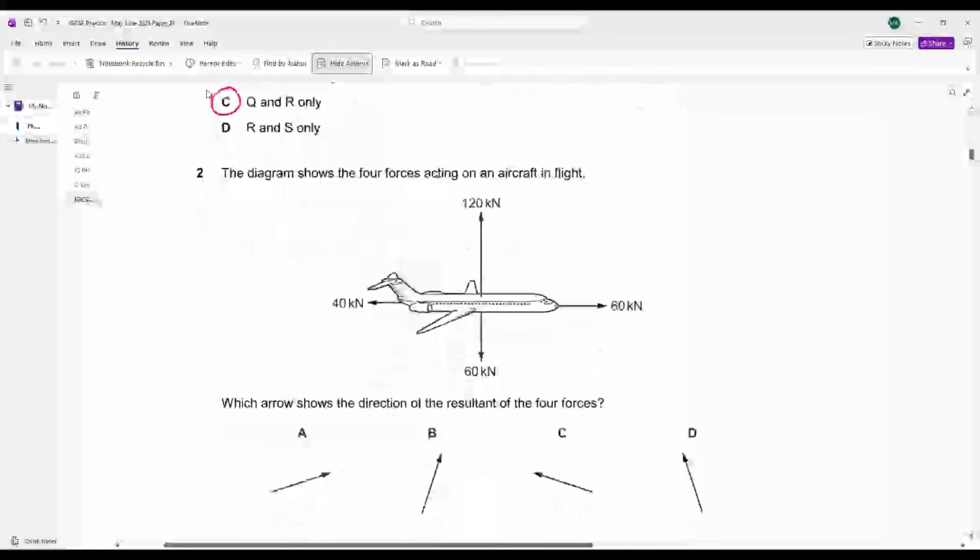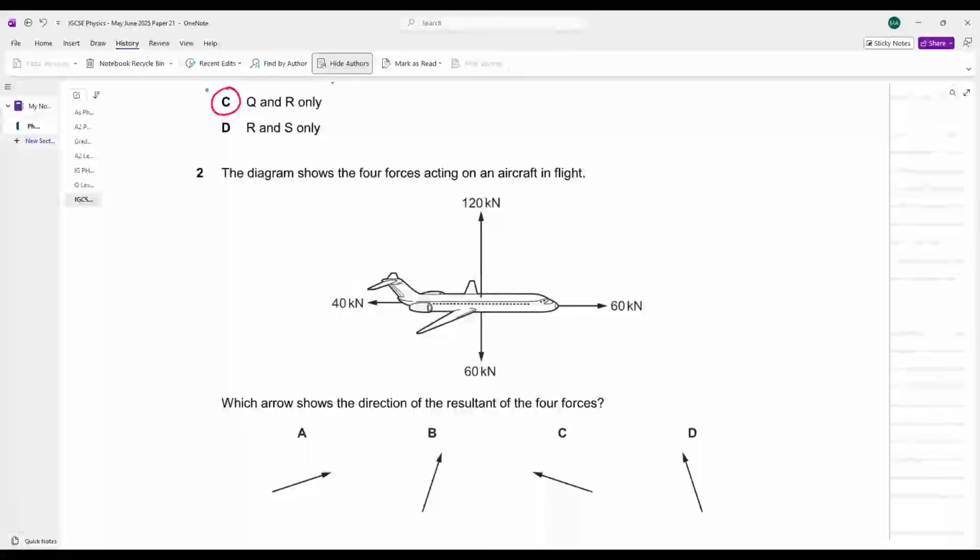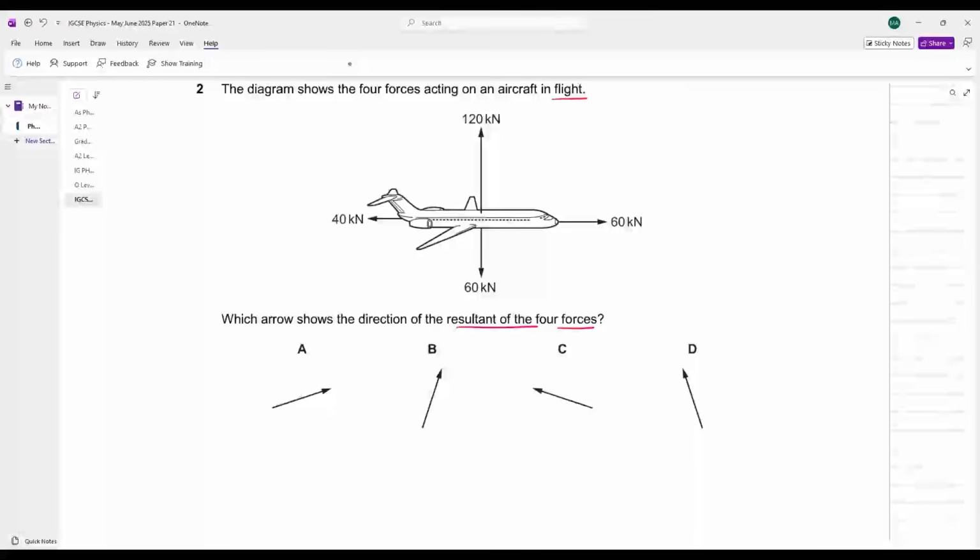Let's move ahead. The diagram shows the four forces acting on an aircraft in flight. Which arrow shows the direction of the resultant of the four forces? Okay, so you have to basically see कि कौन सा arrow जो है resultant force की direction show कर रहा है. Can you realize the upward force is 120 kilonewton? The downward force is 60 kilonewton. Vertical direction में what will be your resultant force? Your upward force is 120, downward force is 60. Vertical direction में आपकी क्या होगी resultant force? 60 kilonewton acting upward.